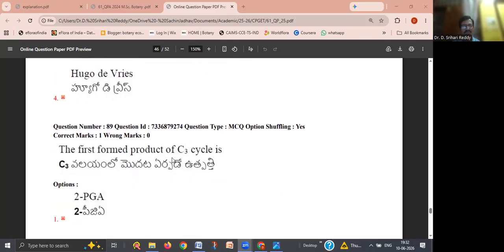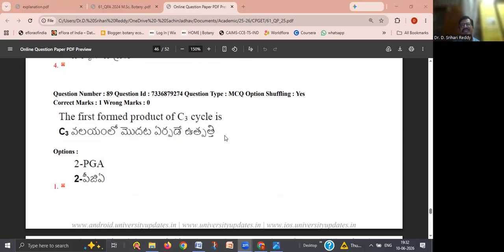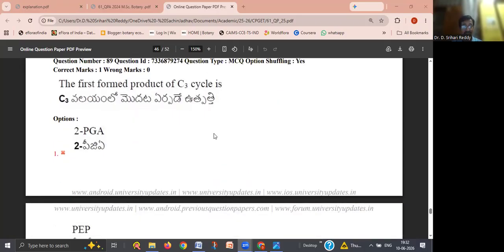Okay, and the first formed product of the C3 cycle. Now we come again to plant physiology, photosynthesis, where there are some cycles in the dark phase: C3 cycle, C4 cycle, and CAM cycle. Why is it called the C3 cycle? Who proposed the C3 cycle? There are different questions on this same topic. Calvin: the C3 cycle is also called the Calvin cycle. Benson and others are different scientists, but particularly you have to remember Calvin. The C3 cycle is also called the Calvin cycle.